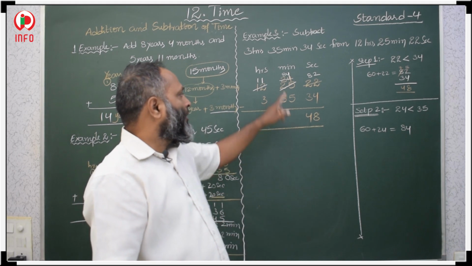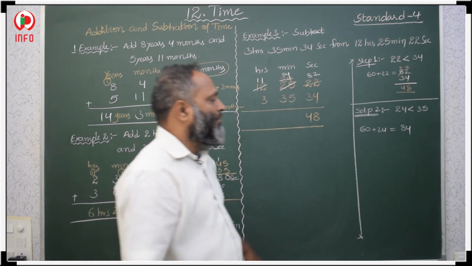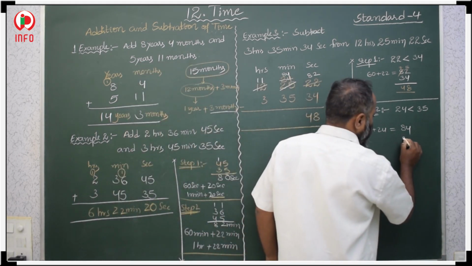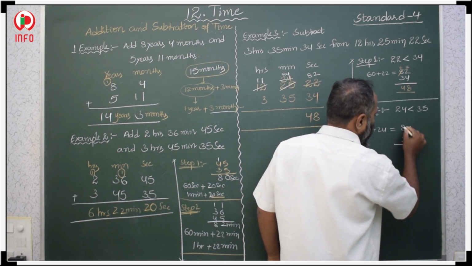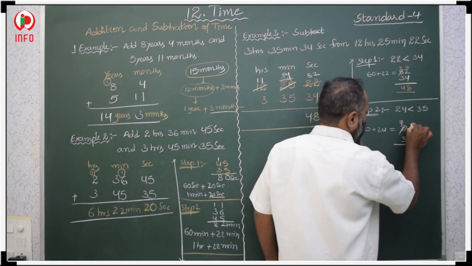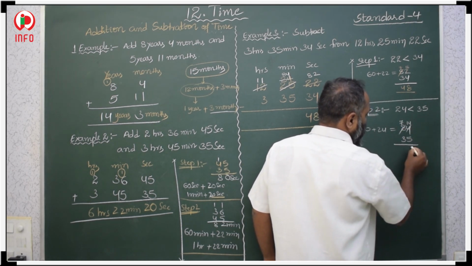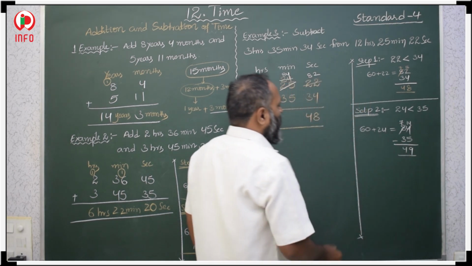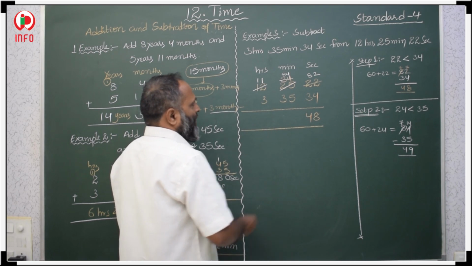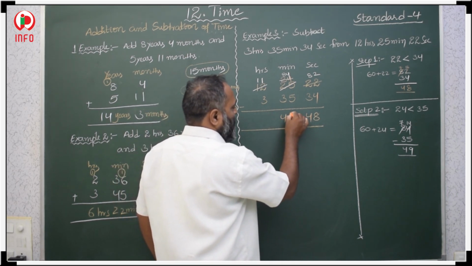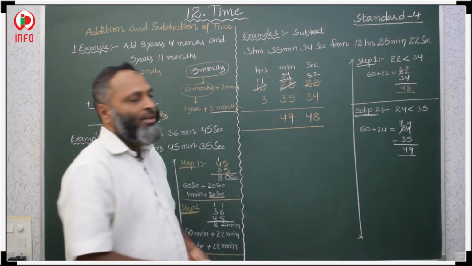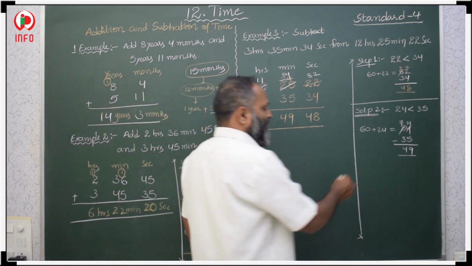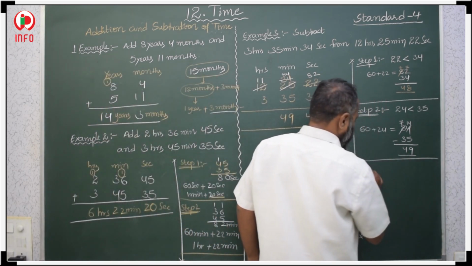Now, 84 minus 35. Borrow from here. 7 and 14. 14 minus 5 is 9. 7 minus 3 is 4. 49. So here you will get 49 minutes. This is step 2. Now, step 3.